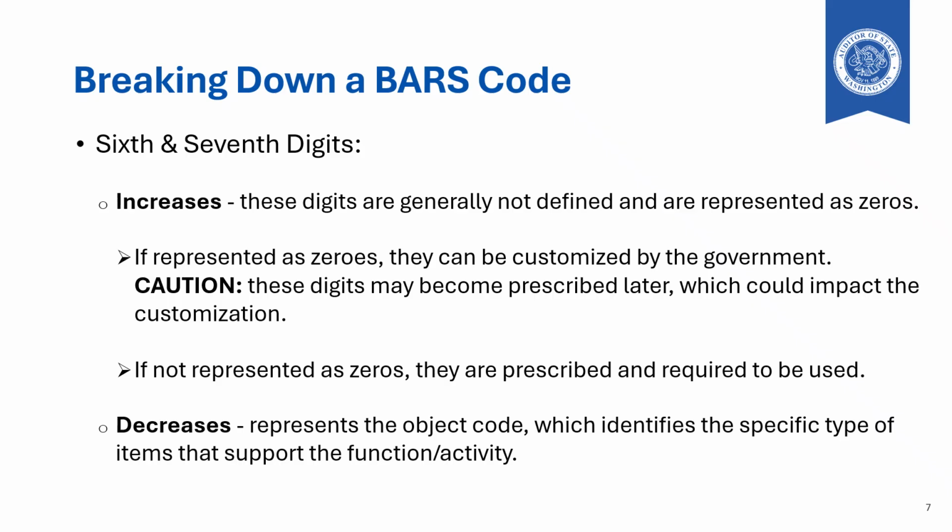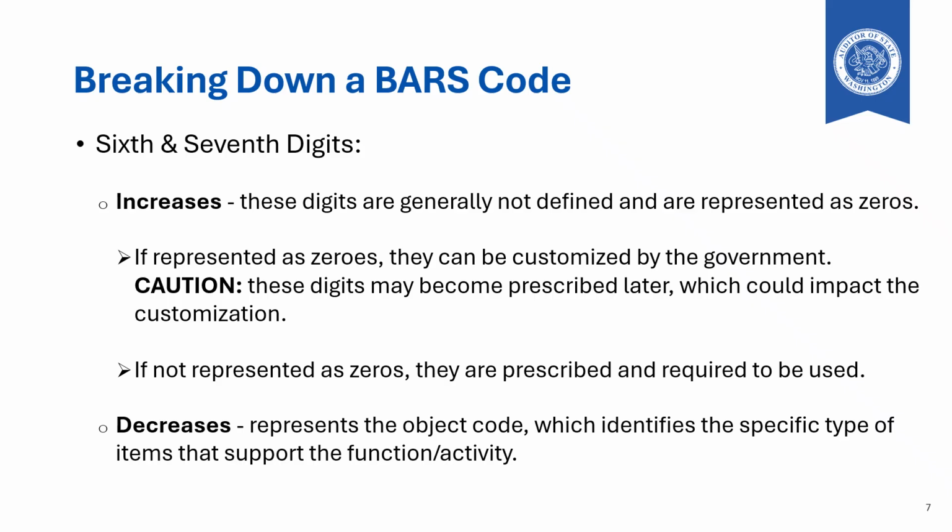For increases, these digits are generally not defined and are represented as zeros. If represented as zeros, they can be customized by the government. However, we really caution this because these digits may become prescribed later, which could impact the customization. We generally only advise customizing BARS codes as an advanced topic once a local government has a thorough understanding of their BARS codes and are able to identify what digits are prescribed versus what could be customized. If the sixth and seventh digits are not represented as zeros, they are prescribed and required to be used.